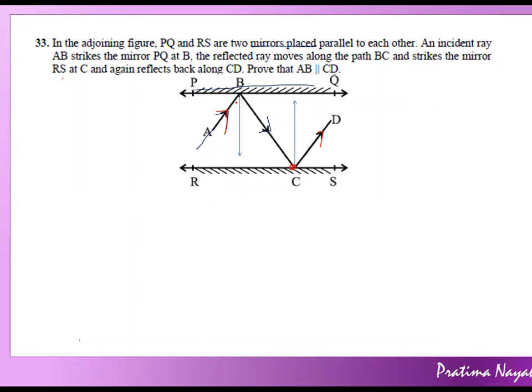Okay. So you know the properties of the reflection. I have drawn one BM, which is a normal, and another CN, which is another normal. So BM and CN are normals. What is the meaning of normal? They make 90 degree with the surface. So when they are normal, BM and CN are parallel.